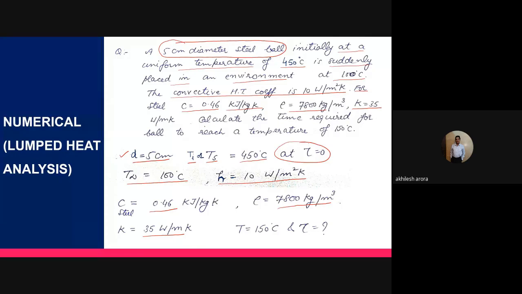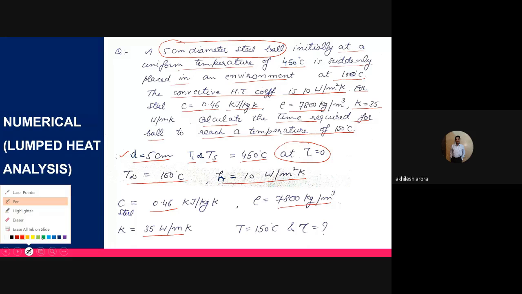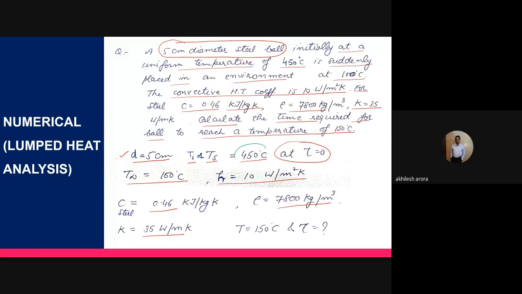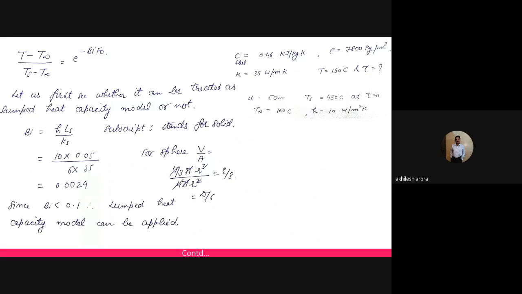Now the question is, calculate the time required for the ball to reach a temperature of 150 degrees Celsius. So just focus on certain things. Initial temperature is 450, the surrounding temperature is 100 degrees Celsius, and we want to know at what time the temperature of the body, or the steel ball, will be 150 degrees Celsius, meaning 50 degrees above the ambient temperature. That is what the question is. Once again, all the data is written here so that we can refer to it while solving.